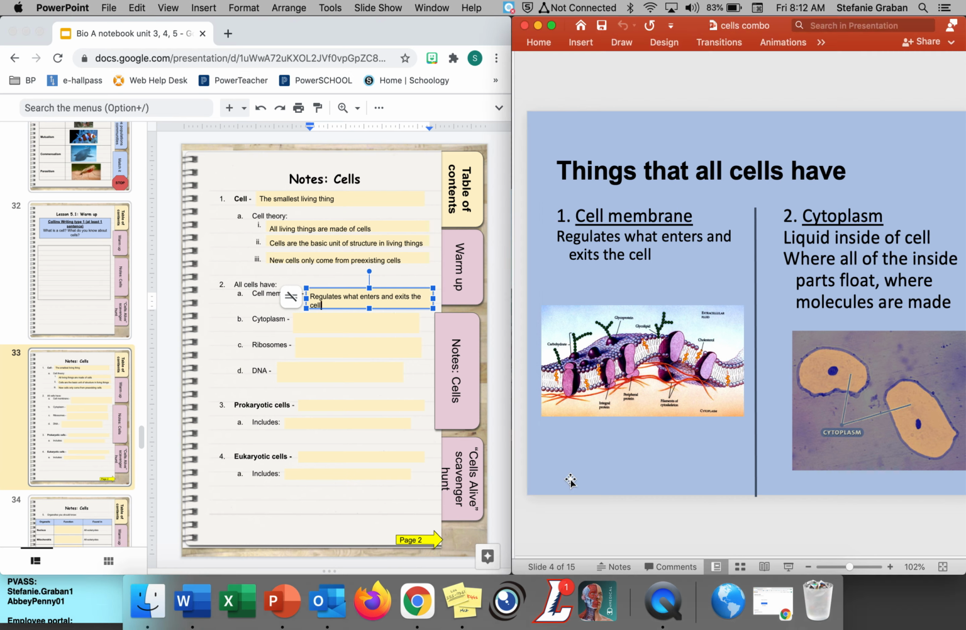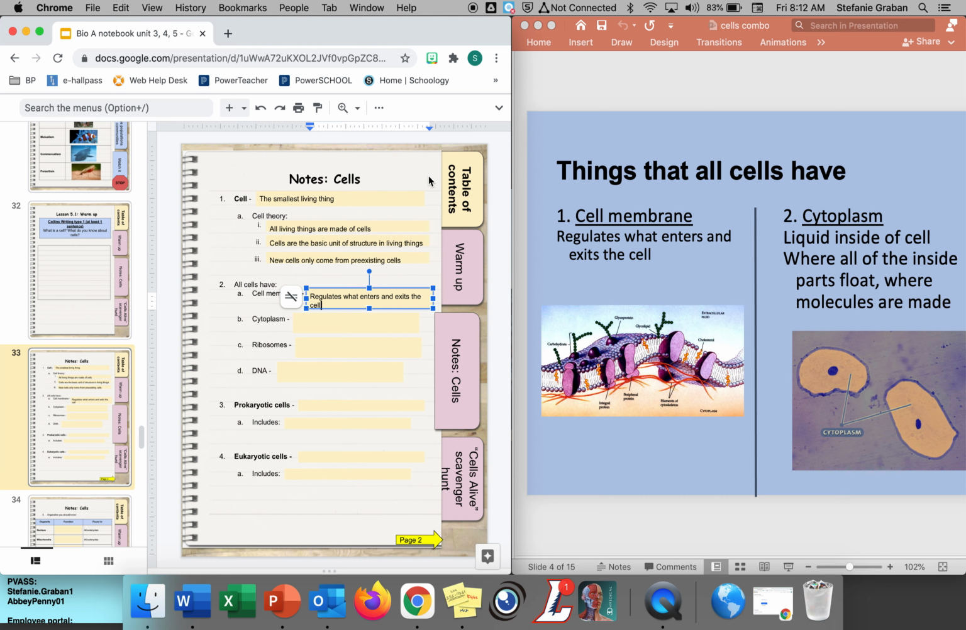Its job is to control what can come in the cell and what can't come in the cell, and what can go out and what can't go out. The cytoplasm is like the liquidy insides of the cell. It's technically everything inside of the cell membrane except for the nucleus. So this is where you find all your molecules dissolved, where you find all of your other organelles. If you don't know what an organelle is, wait till we get to the next slide. We'll talk all about them. It's basically like the squishy, jelly-filled donut insides of the cell.